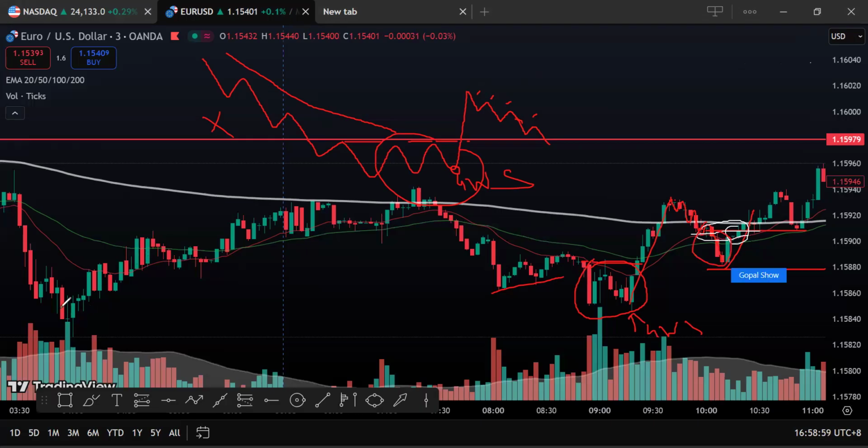The breach happened. Price pulling back again. Price pulling in this area. So then you are entering again here. Your first entry is here, the buy side. Second, you're entering here.